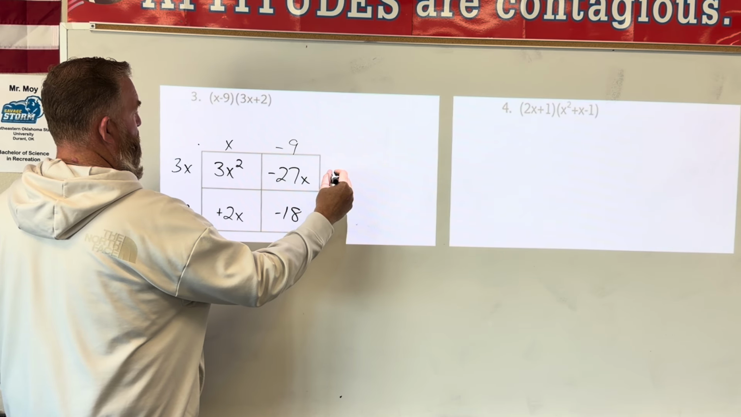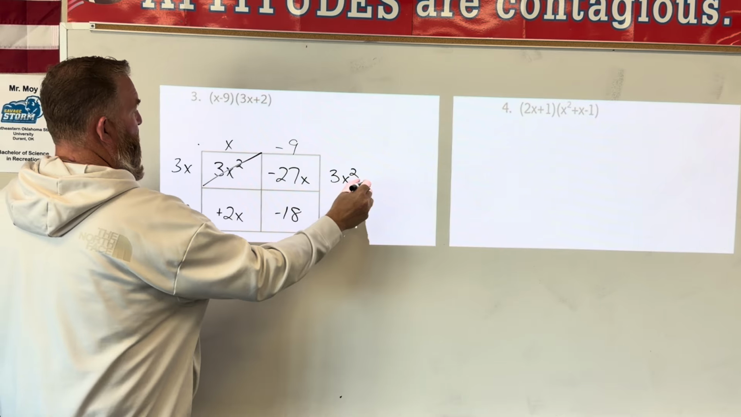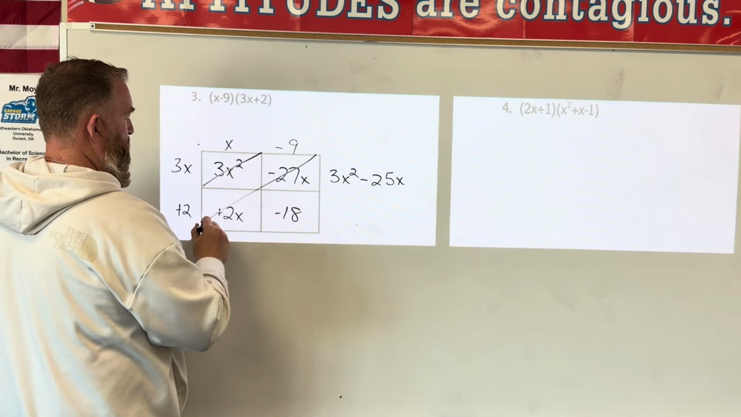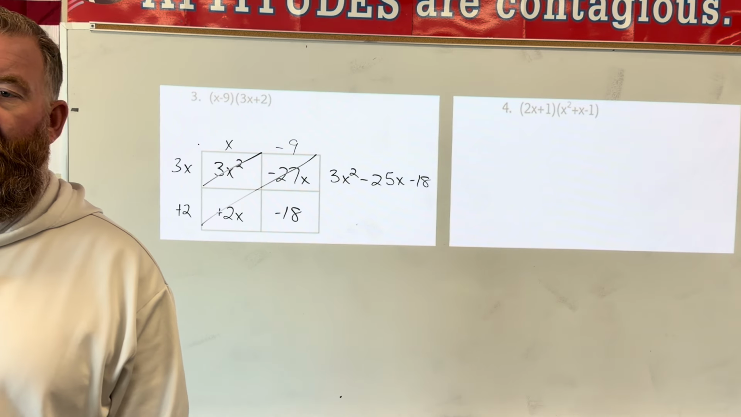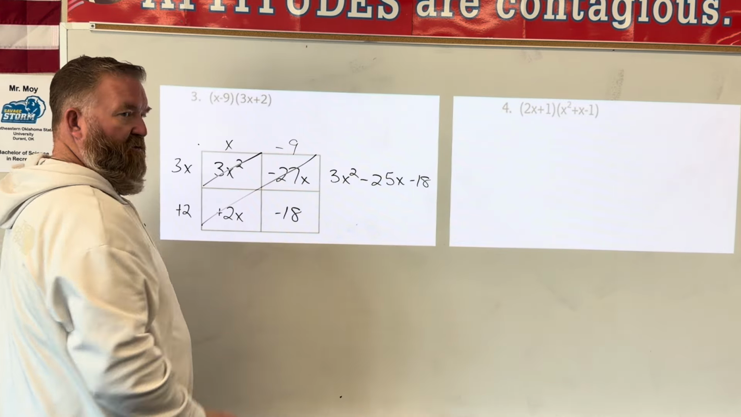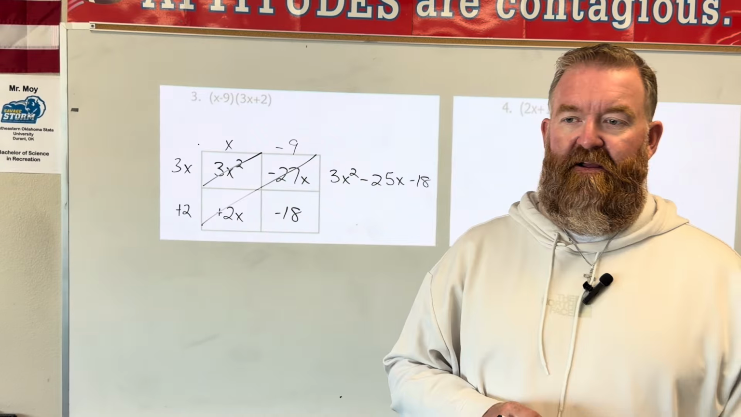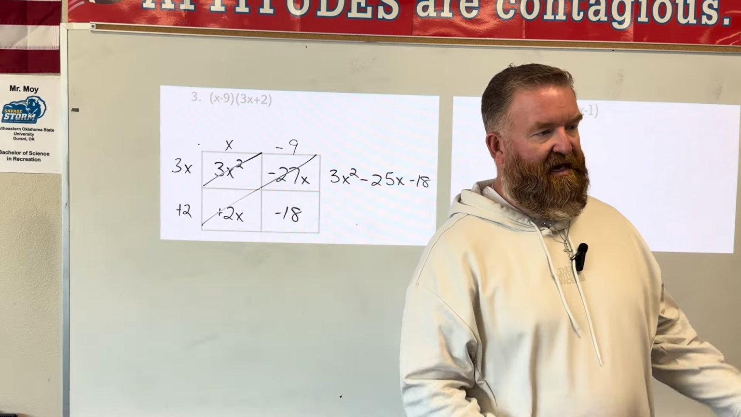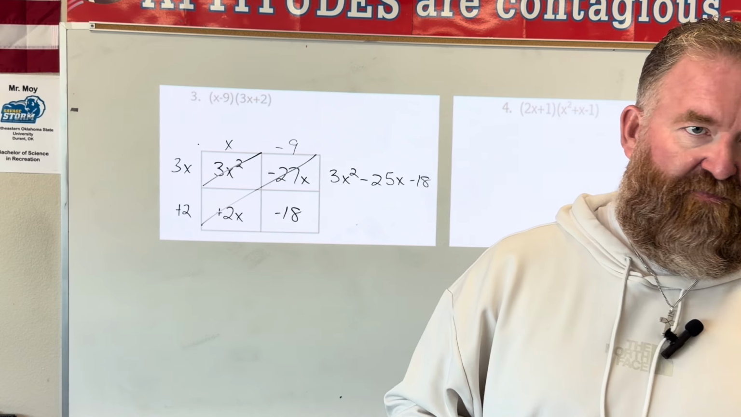So start in the top left-hand corner. 3x squared, done, minus 25x, minus 18. It is a minus because the bigger number is negative. Negative 27 plus 2 is negative 25. You're not going to mess up on the multiplying. Where you're going to make your mistakes is going to be adding, subtracting, or you're going to forget an exponent.